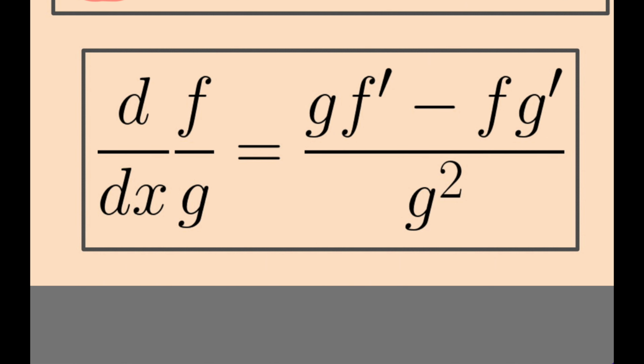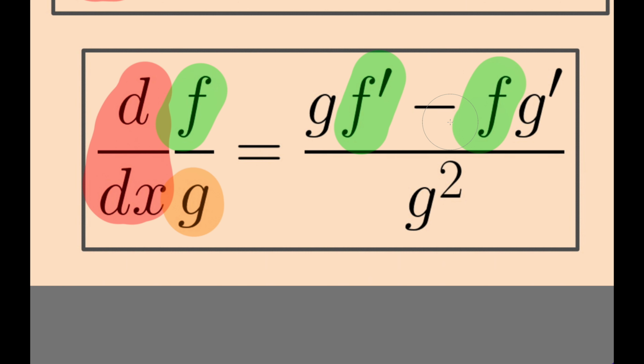This one here is the same kind of thing. We're doing the derivative, that's what this d over dx is, the derivative operator, of f divided by g. Now this formula is a little bit crazier. We have gf prime minus fg prime, all over g squared.